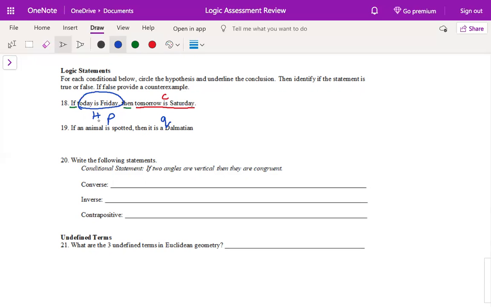Okay, is the statement true or false? If today is Friday, then tomorrow is Saturday. Well, I'm going to let you figure out, is that true or false? Let's take a look at 19.